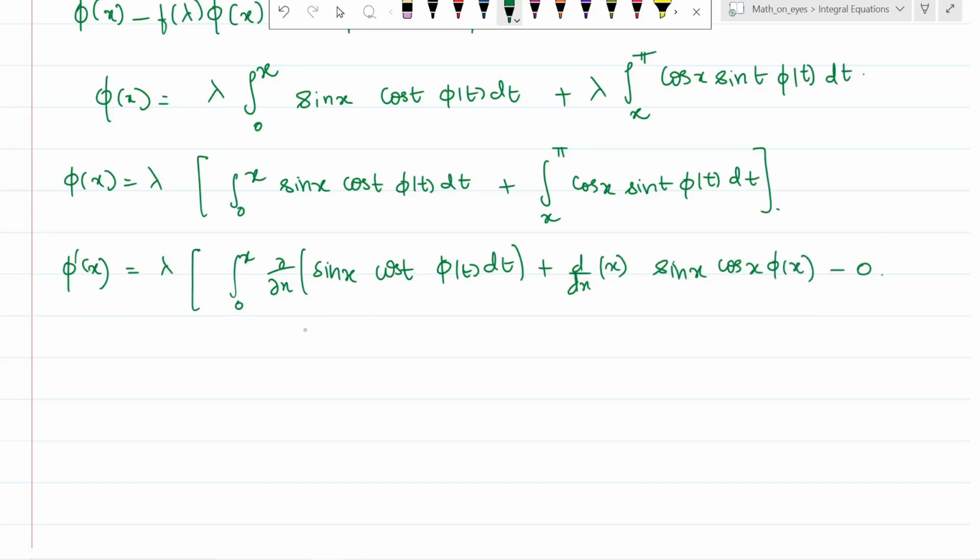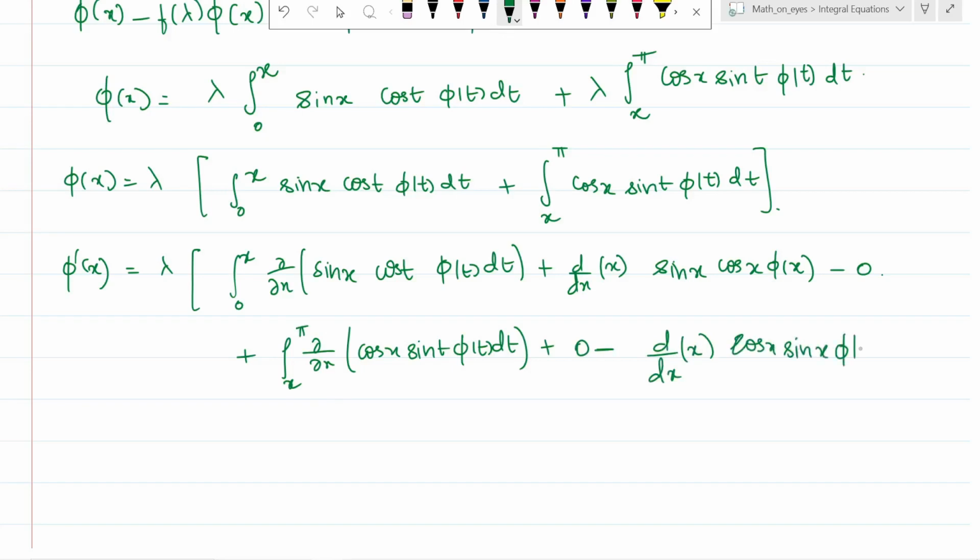Next, for this one, plus integral x to pi dou by dou x of cos x sin t phi of t dt plus the upper limit. The upper limit is pi, so the differentiation of a constant will be 0, minus the differentiation of the lower limit, which is equal to d by dx of x into cos x sin x phi of x.